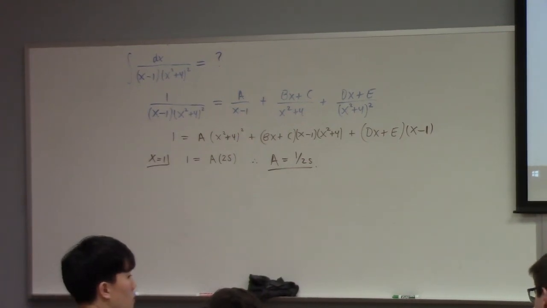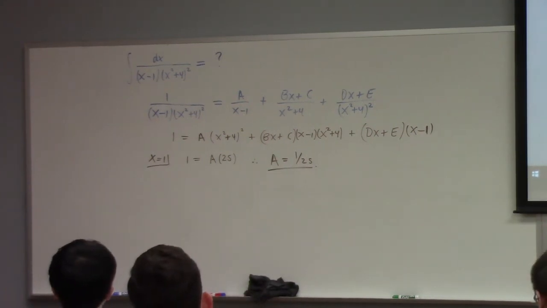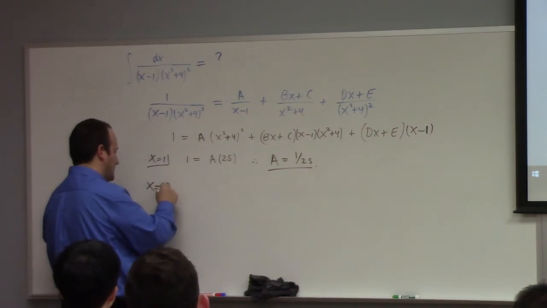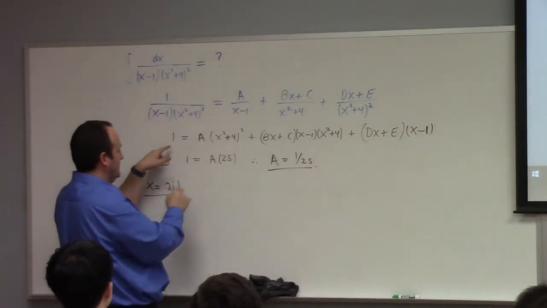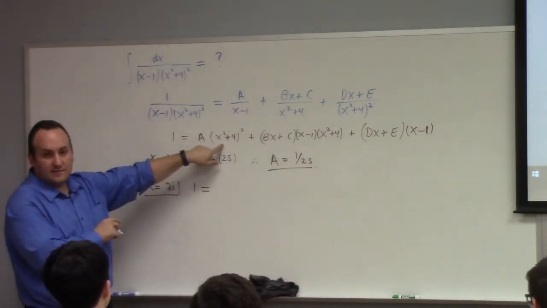What's that? 2 doesn't work. 2i. 2 times the square root of minus 1. You're like, are you allowed to do that? Yes, you are. If you do that, you get 1 equal to, what happens when you plug 2i into these?